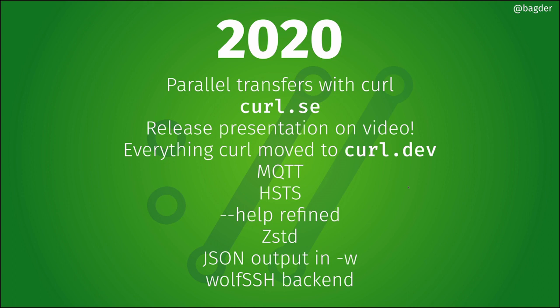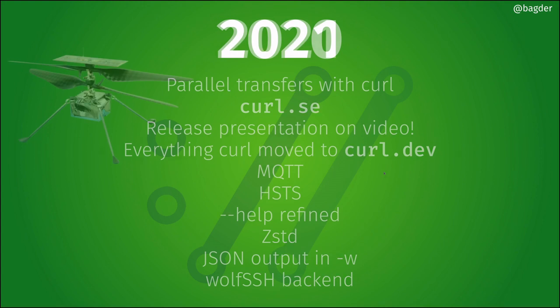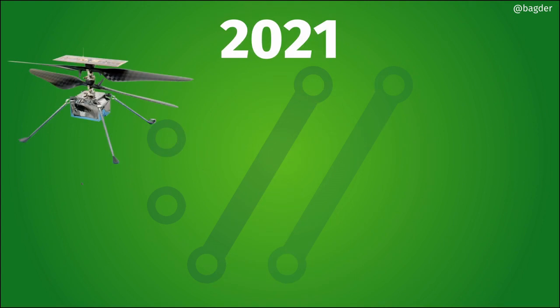And a third SSH backend was introduced in 2020. Of course, I'm a little bit biased here, but wolfSSH is a library done by wolfSSL. And as I told you, I work for wolfSSL, so there's a little bit of inside baseball here. But anyway, if you want to use that, you can build curl to use it.